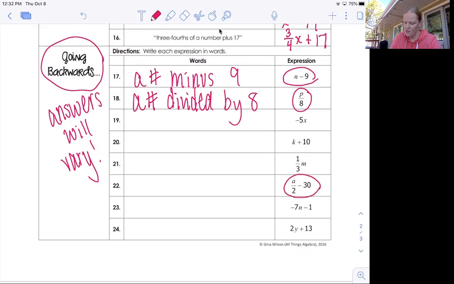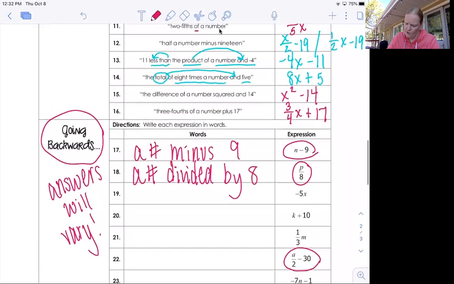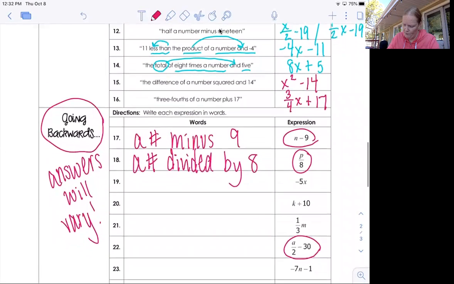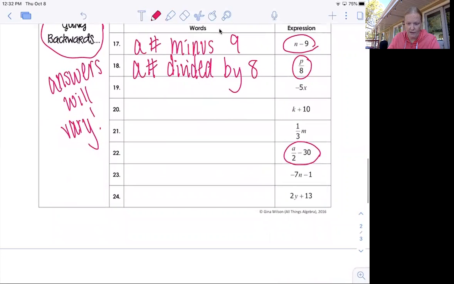This is really similar to number 12 that we did up top. So you could use similar wording to number 12, but basically it's a number cut in half. So I could say half a number, and then I'm subtracting 30. So I would just say minus 30. You could say a number divided by 2, or you could say 30 less than a number divided by 2 to be really fancy. That's what I meant by fancy earlier.